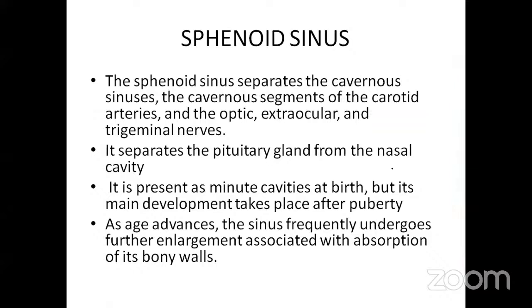Moving forward to sphenoid sinus, which is the main air-filled cavity in the sphenoid bone. So the sphenoid sinus separates the cavernous sinuses, the cavernous segment of the carotid artery, the optic, extraocular, and trigeminal nerves. It separates the pituitary gland from the nasal cavity, and it is present as a minute cavity at birth, but its main development takes place after puberty. As age advances, the sinus frequently undergoes further enlargement associated with the absorption of its bony wall.